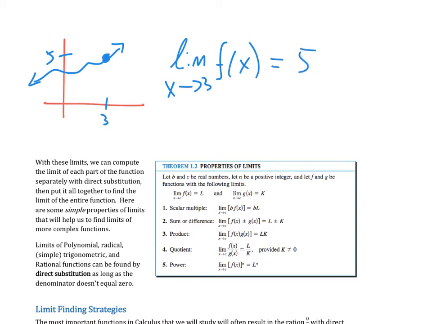Now, that could actually be a hole as well, so we could put a little hole there, and if somehow we know the limit of f of x as x goes to 3 is 5, then we can use that, all right?